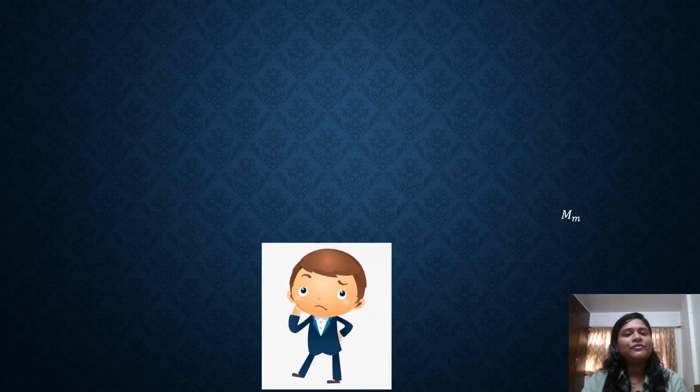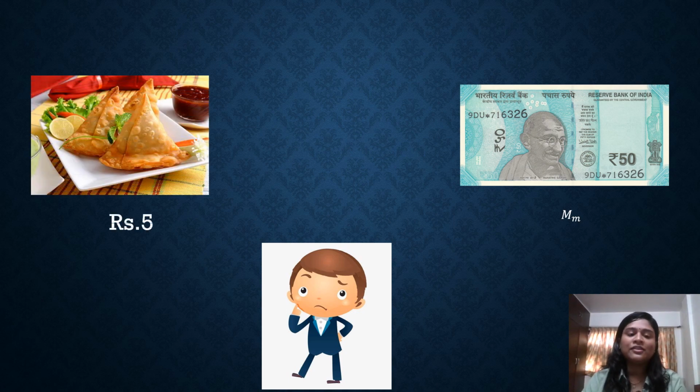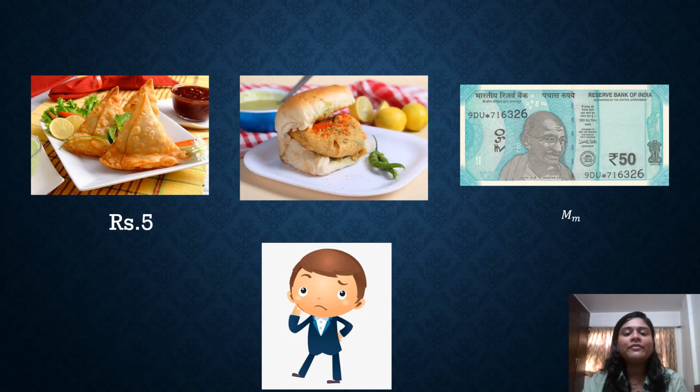Let's assume that we are an individual. We are rational human beings. It means that we aim to maximize our utility. And we only have 50 rupees in our hand. Using this 50 rupees, we can either buy samosas, which cost rupees 5, or we can buy vada pav, which cost rupees 4. Now, the classic dilemma in front of us is how to divide this 50 rupees between vada pavs and samosas so that it can maximize my utility.